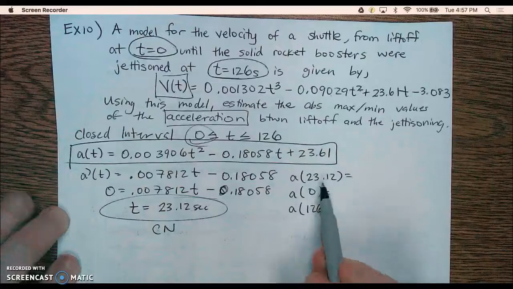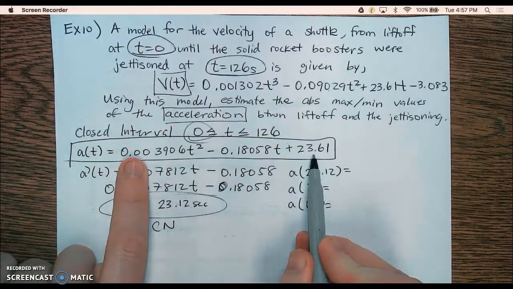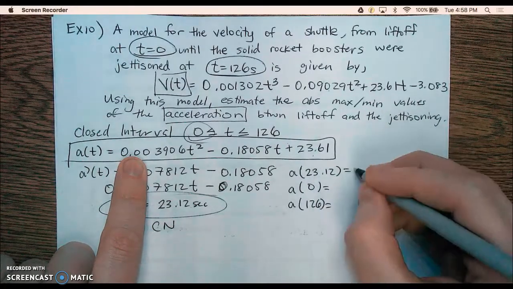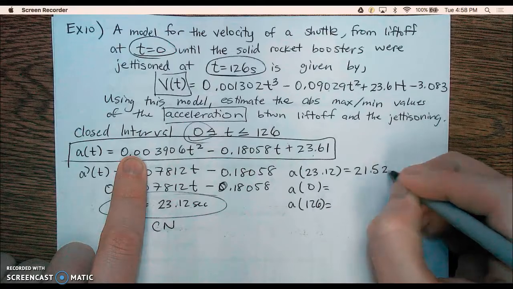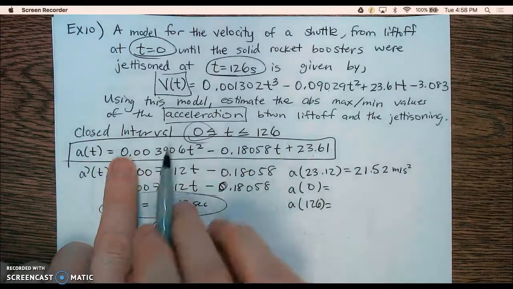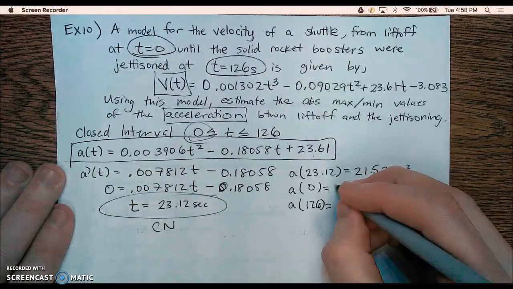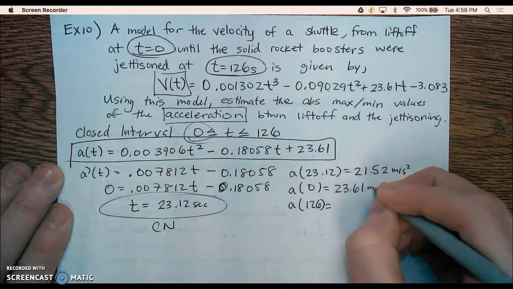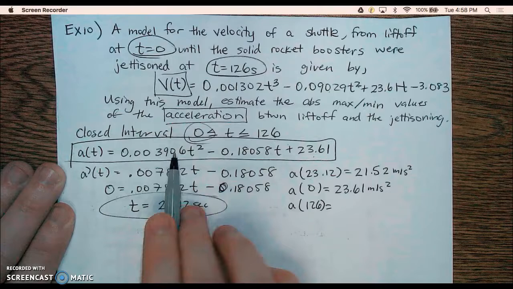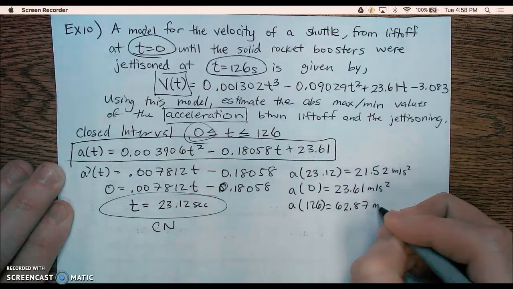So when you plug in 23 into this function that I put a box around, you end up getting 21.52, and that is meters per second squared. When you plug in 0, you end up getting the 23.61 meters per second squared. And when you plug in 126 for t, you end up getting 62.87 meters per second squared.